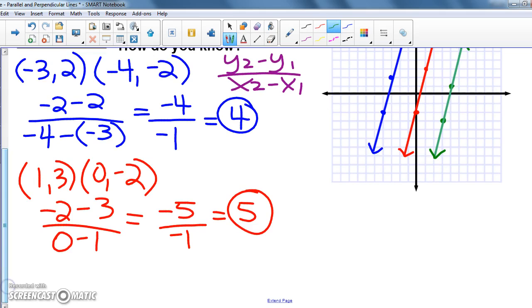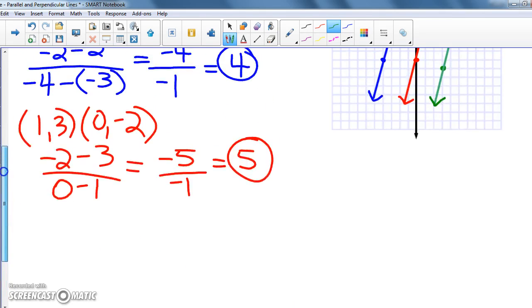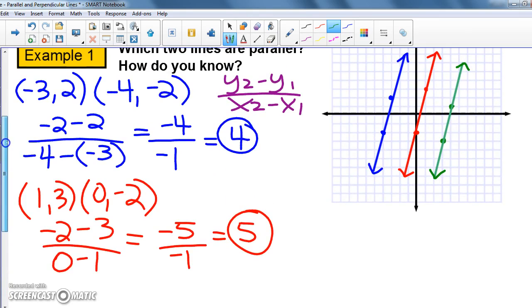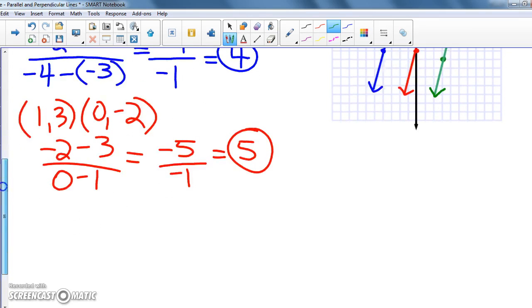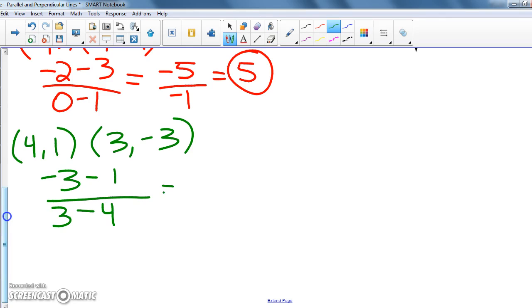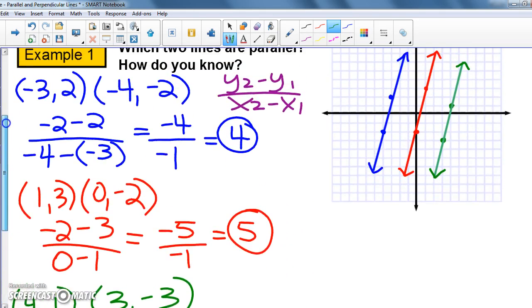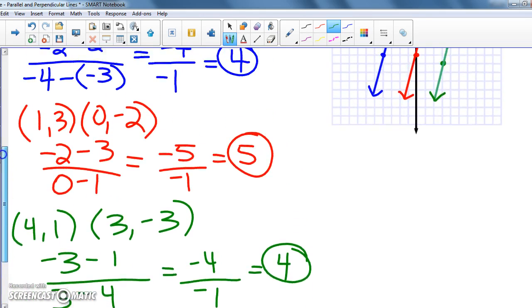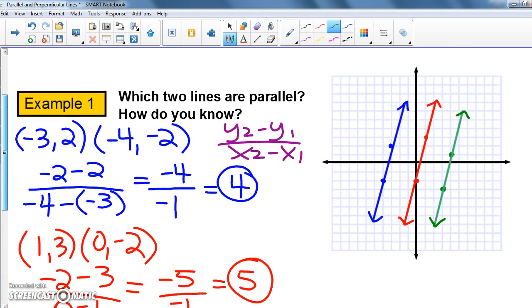Let's take a look at the green. So for the green one, get some more room here. My points are 4, 1 and 3, -3. So I'll use my slope formula again. And that gives me a slope of 4 also. Okay, so you can see the blue and the green are parallel. That would be your answer. The red is close, but it's not parallel.